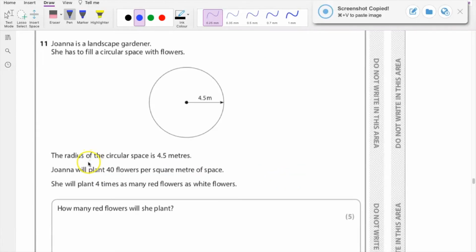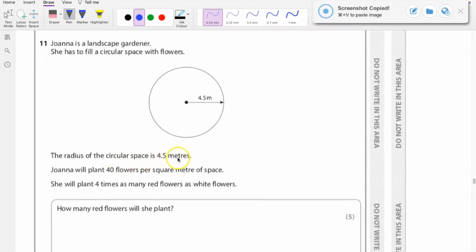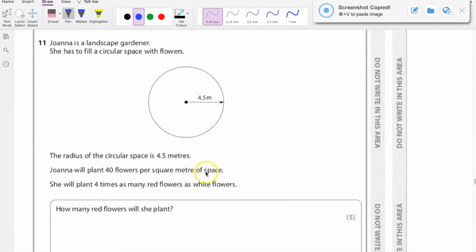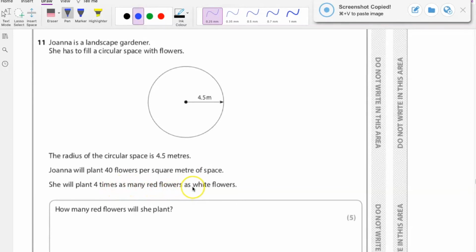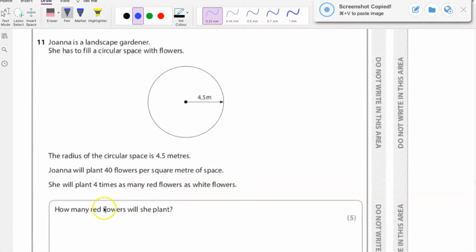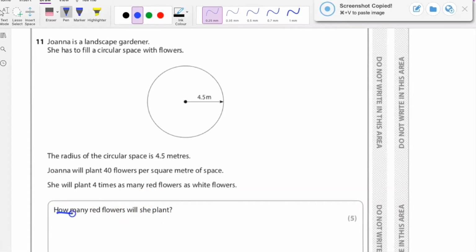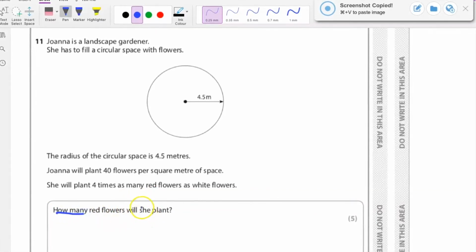Joanna is a landscape gardener. She has to fill a circular space with flowers. The radius of the circular space is 4.5 meters. Joanna will plant 40 flowers per square meter of space. She will plant 4 times as many red flowers as white flowers. How many red flowers will she plant?